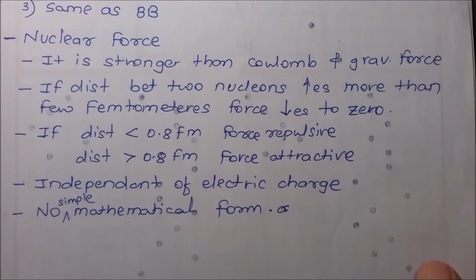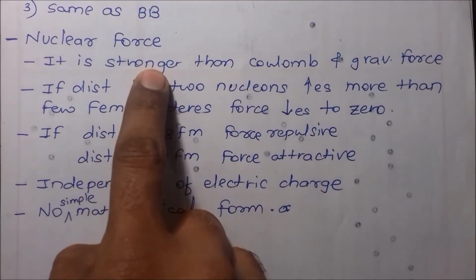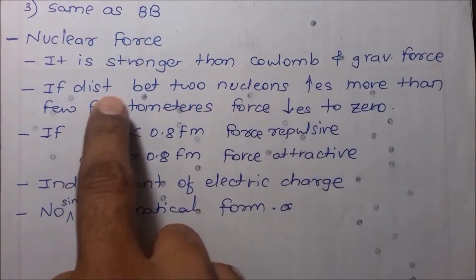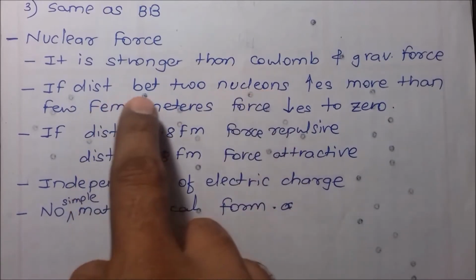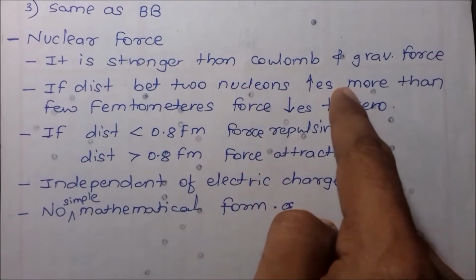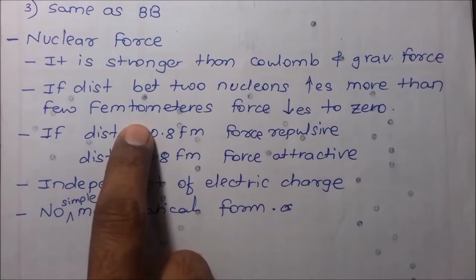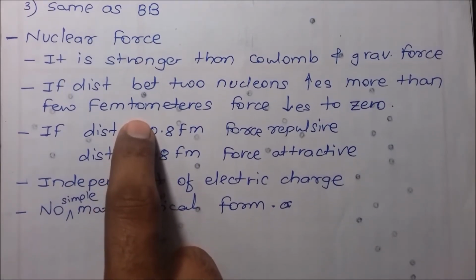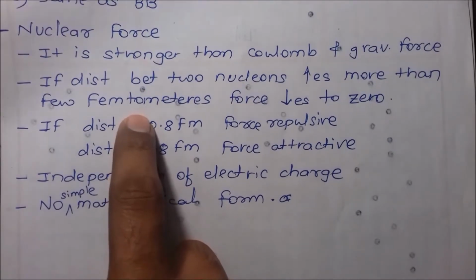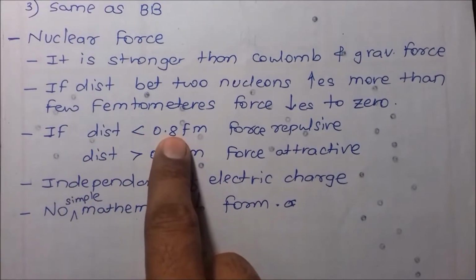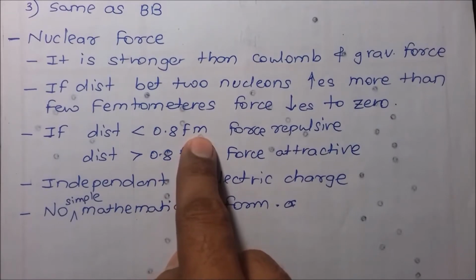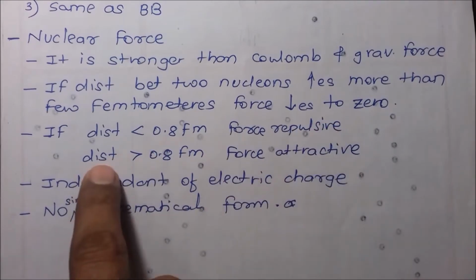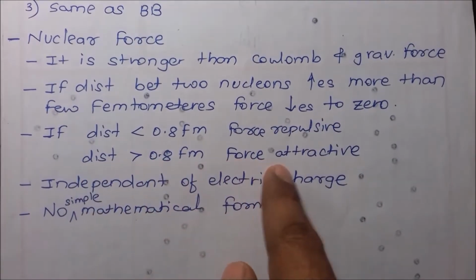Then nuclear force: it is stronger than gravitational and Coulomb force. If the distance between two nucleons is greater than a few femtometers, if it is 10 femtometer, 5 femtometer, then the force between nucleons becomes 0. If the distance is less than 0.8 femtometer, femto means 10 raised to minus 15, the force is repulsive. If the distance is greater than 0.8, then the force is attractive.